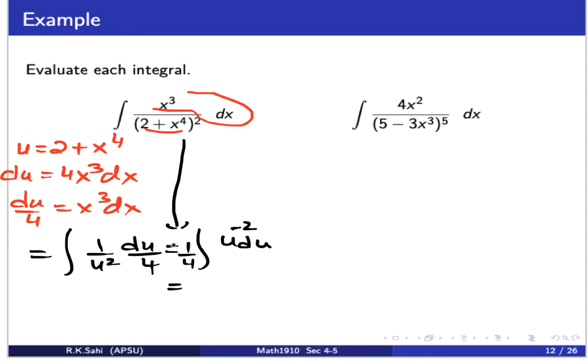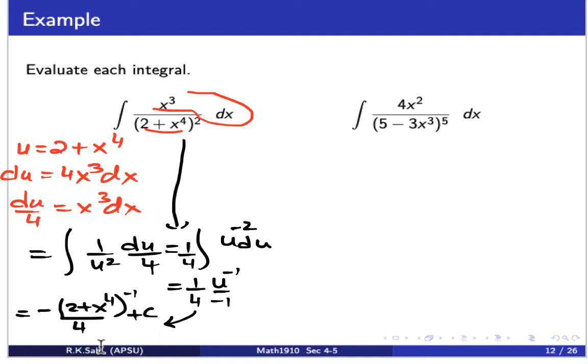Now you know how to do the integral for these functions. It's 1 over 4 times u to the power negative 2 plus 1, which is negative 1, over negative 1. So our final answer is negative 1 over 4u. Replace the u by the original substitution, which was 2 plus x^4. So this is equal to negative 1 over 4 times (2 plus x^4) raised to the power negative 1. Remember, it's an indefinite integral, so we put plus C. That's our answer.